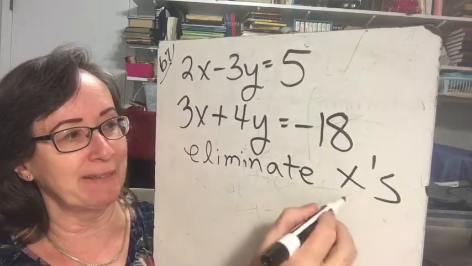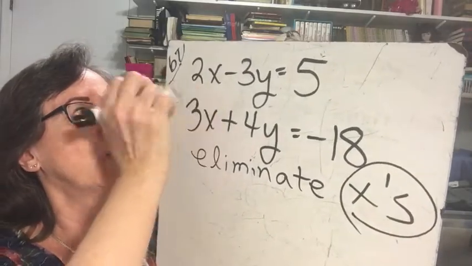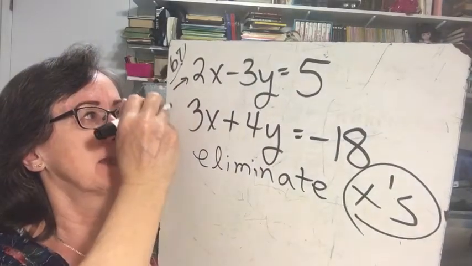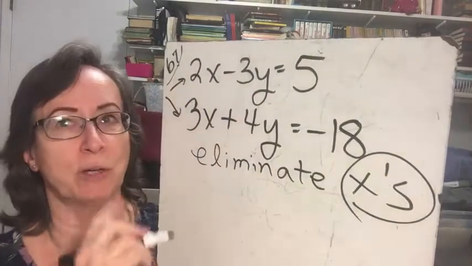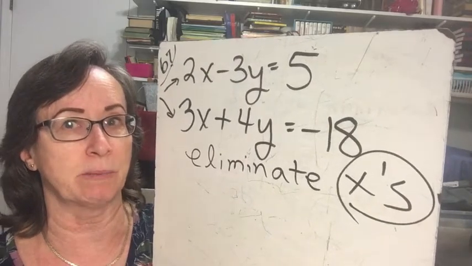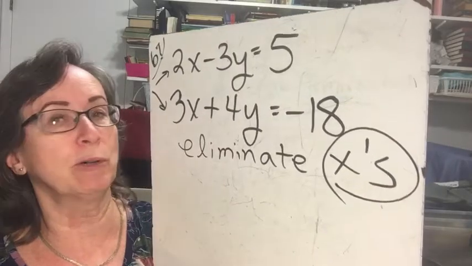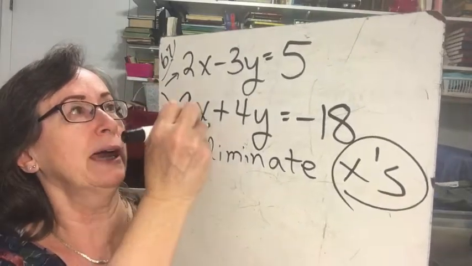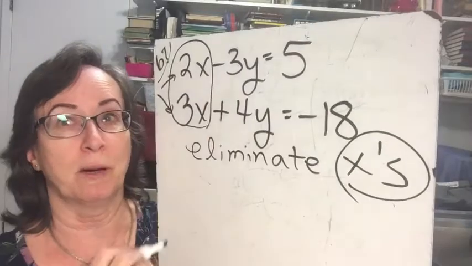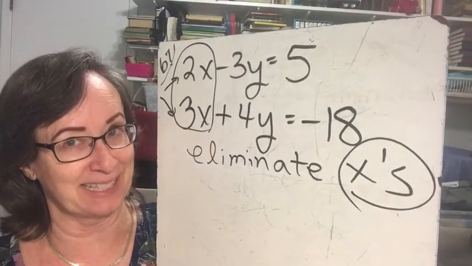we're going to eliminate the x's. So we want to get rid of the x's. So we're going to say, what is the number that both 2 and 3 divide into evenly? In other words, what is the least common multiple of 2 and 3? And the answer is 6. So what I'm going to try to do is get one of these to go to positive 6x and the other one go to negative 6x.